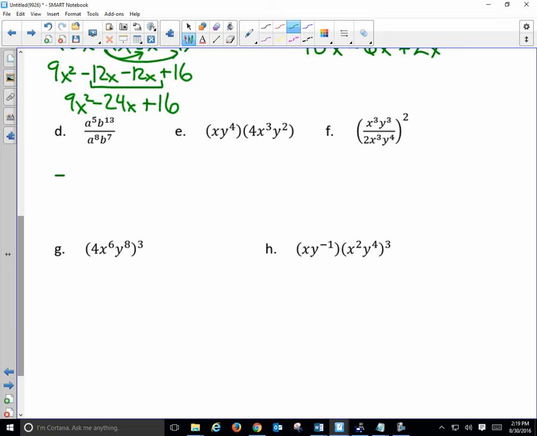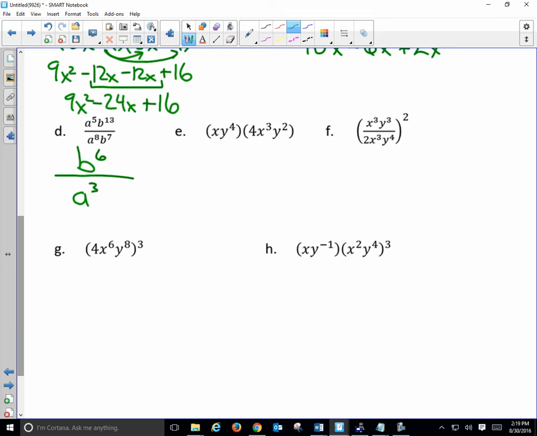So will I end up with a's on the top or a's in the bottom in the end? On the bottom. 8 minus 5 is? So I have a to the 3rd in the denominator. Are there more b's in the top or more b's in the denominator? Top. So b to the 13th and b to the 7th will reduce to b to the 6th. Remember that? So that's dividing.